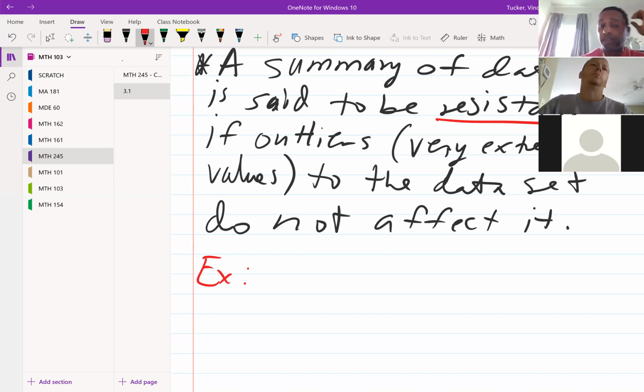Okay, so the last thing out of this section is something we'll talk about in more detail as we progress forward. A summary of data is said to be resistant if outliers, in other words, very extreme values, do not affect it. So let's look at what I mean by that.